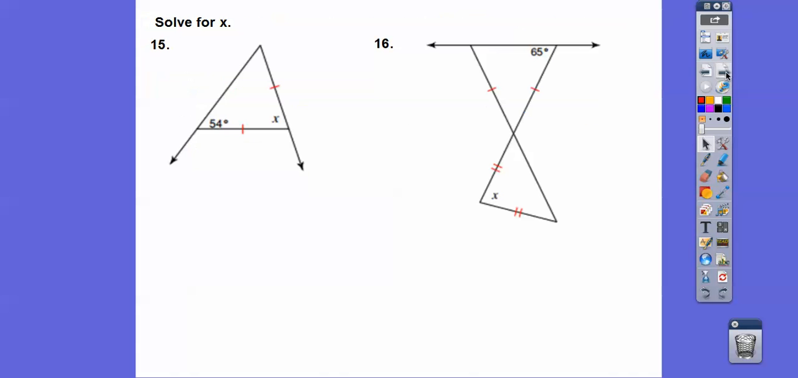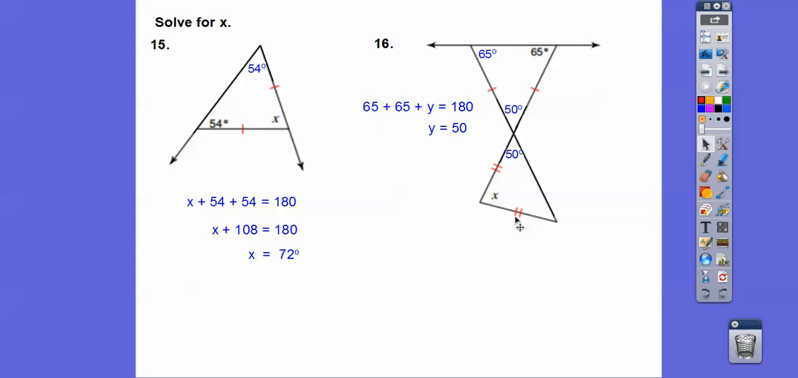Okay. All right, so here we're going to solve for x. Okay, so since these two sides are equal, these two angles are equal. So float a 54 up there, and then those angles add up to 180, and solve for x, and you get 72. Okay, since these two sides are equal, then this angle right here is also 65 right there. So we'll find out this angle to be 50 right there. Okay, and if that's 50, this angle's 50 right there. And then since these two sides are equal, then this 50 equals this 50 right there. Okay, so now we can add these up, and so 50 plus 50 plus x is going to get us, x has to be 80 to work on that one.